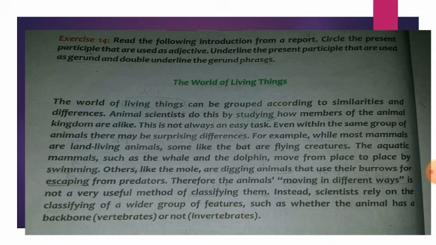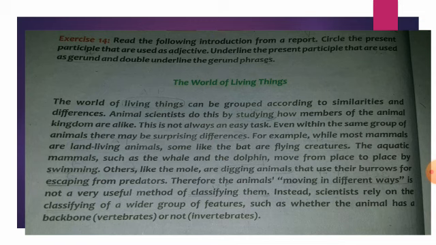Some like bats are flying creatures. Flying is used as adjective, not the gerund here. The aquatic mammals such as the whale and the dolphin move from place to place by swimming. Swimming is a gerund here, so underline it. Others like the mole are digging animals. Digging animals are adjective. Okay, circle it. That use their burrows for escaping from predators.